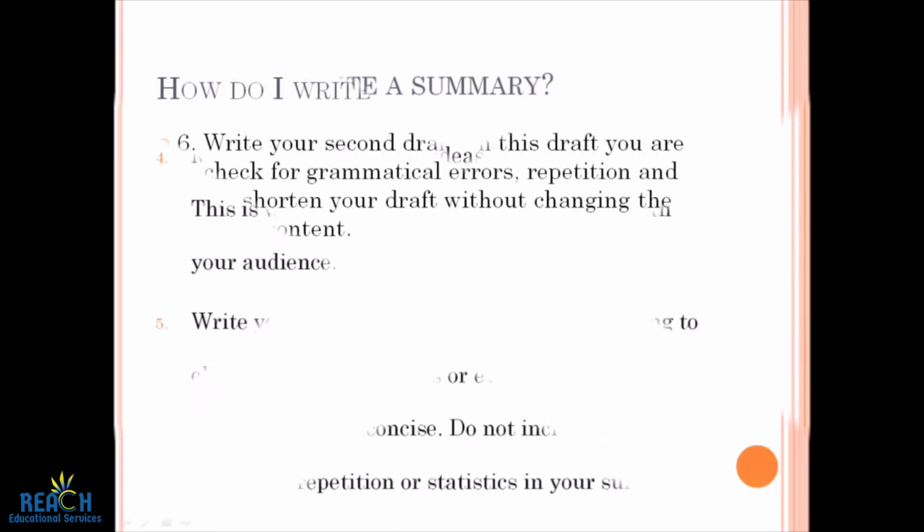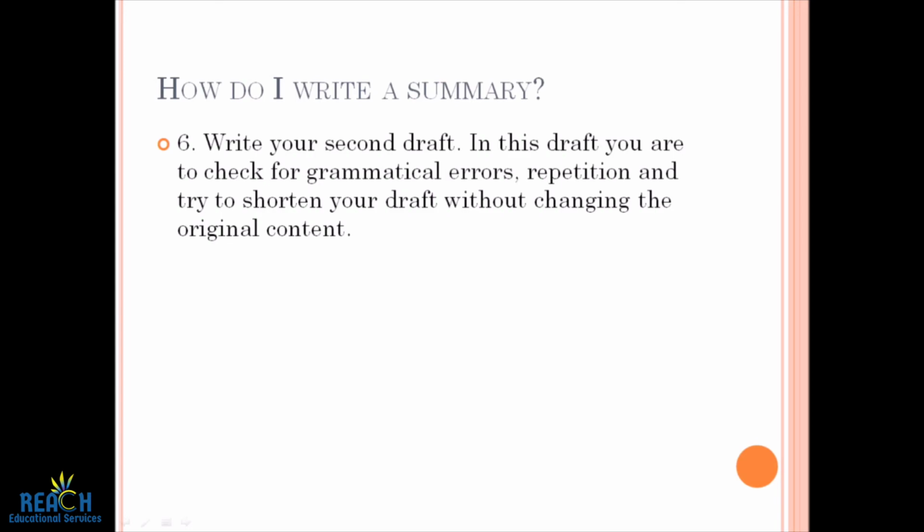Step 6. Write your second draft. In this draft, you are going to check for grammatical errors, repetition, and try to see if your summary can even go shorter without you changing the original content. If you are following these steps, you are now ready to write your summary.